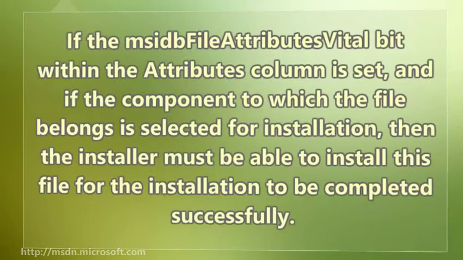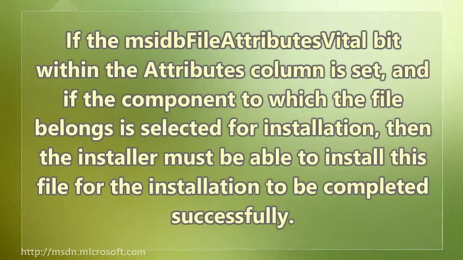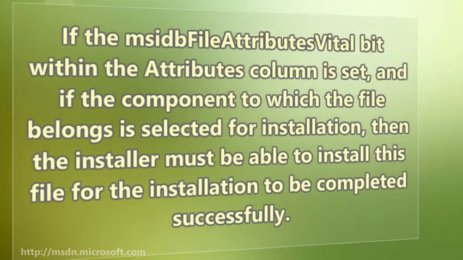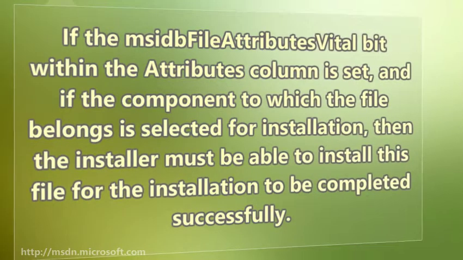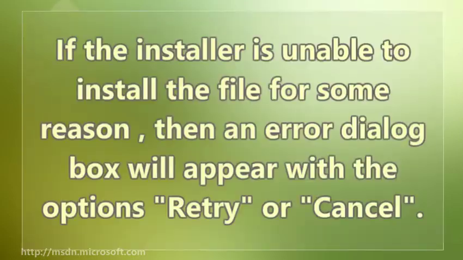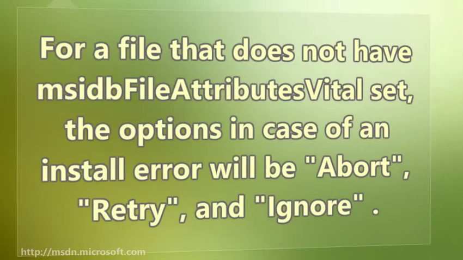If the msidbFileAttributesVital bit within the Attributes column is set, and if the component to which the file belongs is selected for installation, then the installer must be able to install this file for the installation to be completed successfully. If the installer is unable to install a file for some reason, then an error dialog box will appear with the options Retry or Cancel. For a file that does not have msidbFileAttributesVital set, the options in case of an install error will be Abort, Retry, and Ignore.